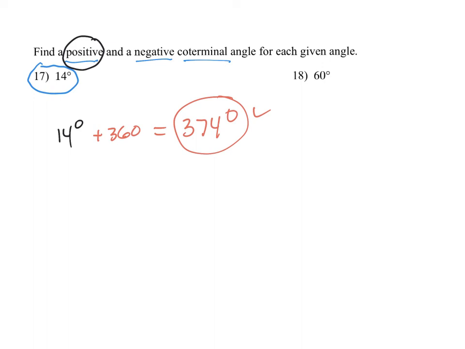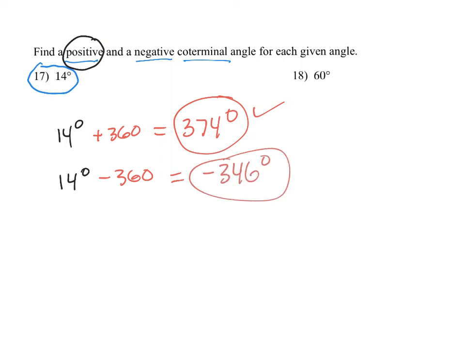We also need a negative angle that is coterminal. So for that one, I'm going to subtract 360. And when you do negative 14 minus 360, that's going to be negative 346. And that is the other angle. So we were asked to find a positive and a negative, right? The positive angle is 374. The negative one is negative 346.